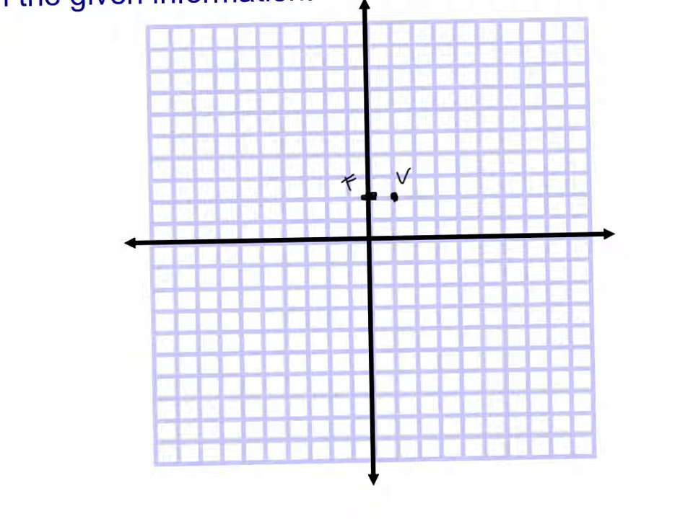I also know my p-value. P is always that spacing in between the focus and the vertex. So the p is just equal to 1, which means I can also figure out that the directrix is just that same distance behind it. So it's 1 behind the vertex. So that's right there.